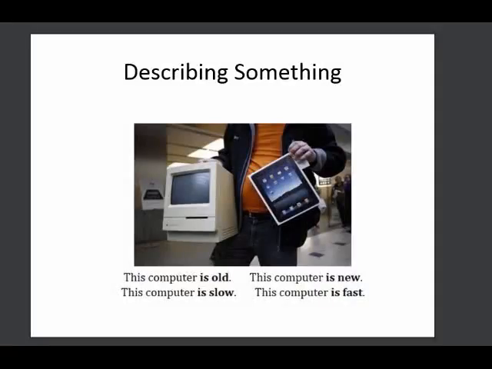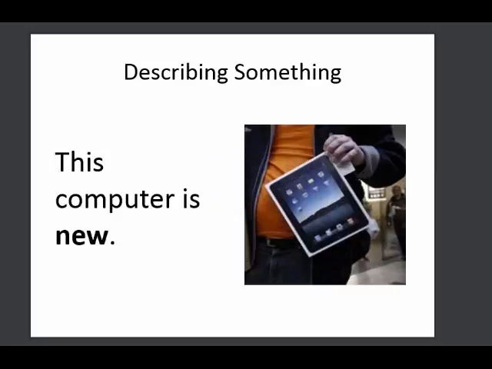Students, today we are going to talk about describing something. When we describe a noun or a pronoun, we use the be verb and an adjective. Let's look at some examples.